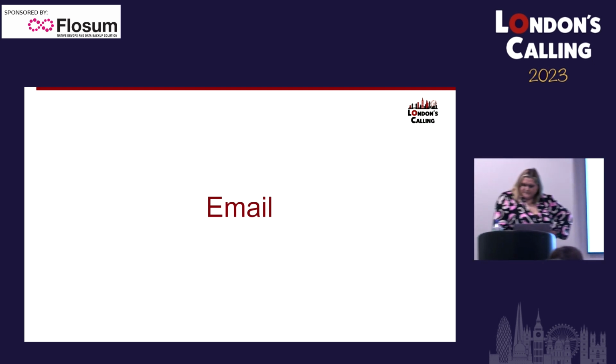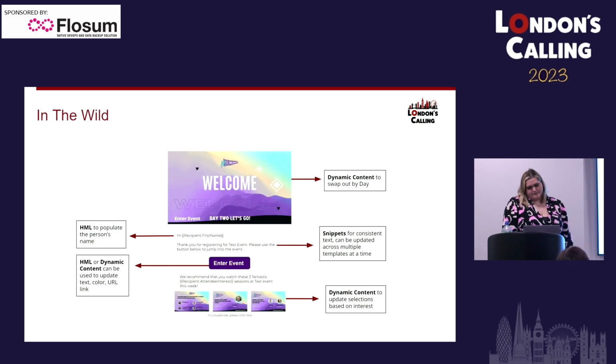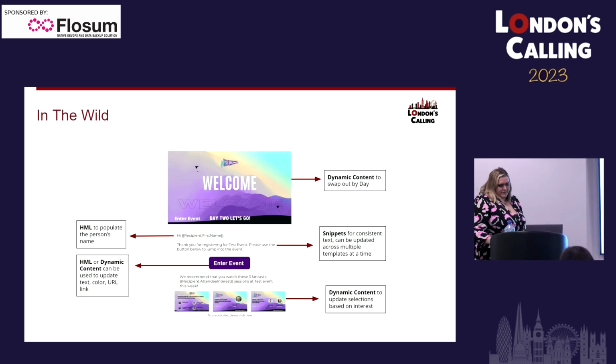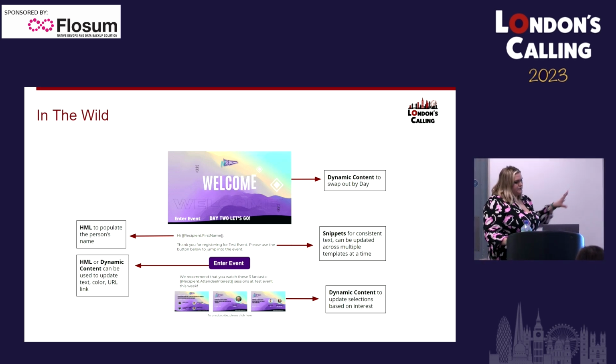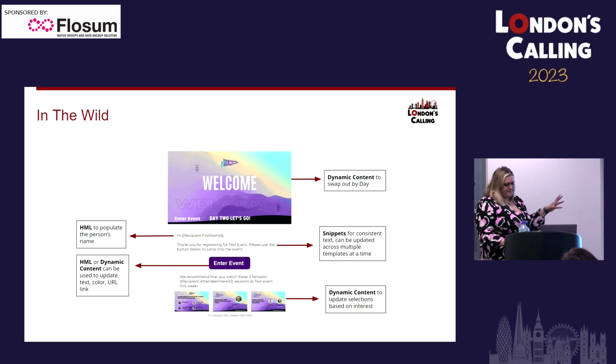Okay, so let's take a look at some of the tools related to email. Let's look at some email examples of how we can personalize the content that we're sending out to our receivers. So here's an example email. We've got use of the tools that we've already mentioned throughout. If we look at dynamic content, we've used a combination of that, HTML and snippets in this email.